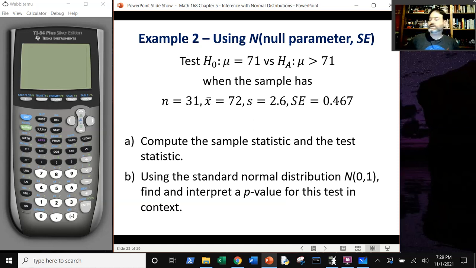All right, well, the sample statistic is given in the problem, right? It's this, so we're testing the null of mu equals 71. So the statistic that goes with mu is x bar. So the sample statistic is just x bar. It's already computed for us. There are problems on the homework where you may have to compute it by hand, or, not by hand, but on the calculator. But the test statistic is something else, right? We want to use the formula.